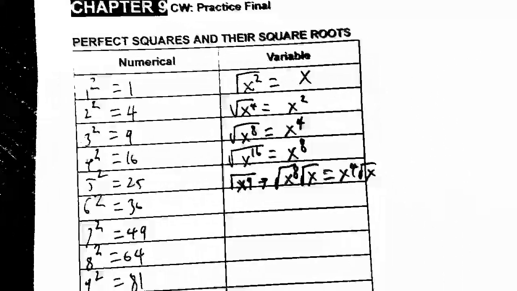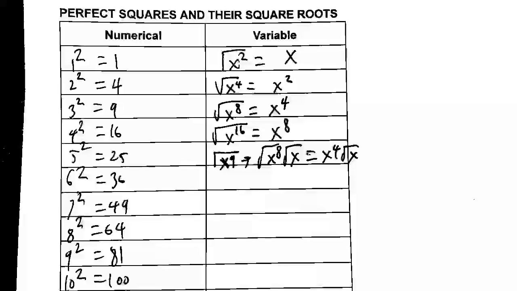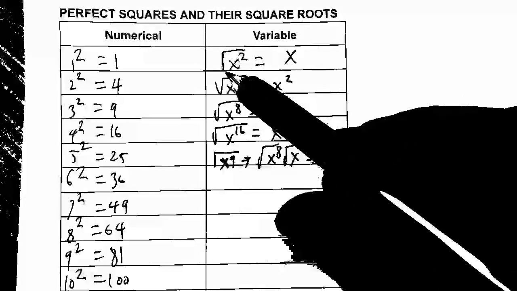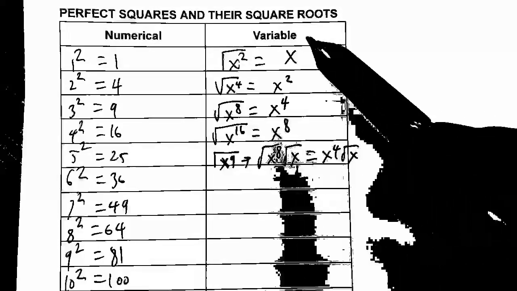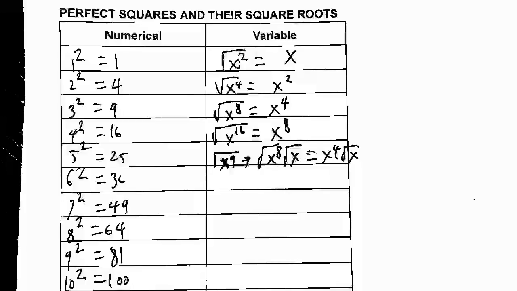These are all roots here. Root x squared is x. Root x to the 4th is x squared. Root x to the 8th, x to the 4th. Root x to the 16th, x to the 8th. We just divide it by 2. If you have an odd exponent, you take out the biggest even exponent and separate. If it is even, then you just divide by 2.